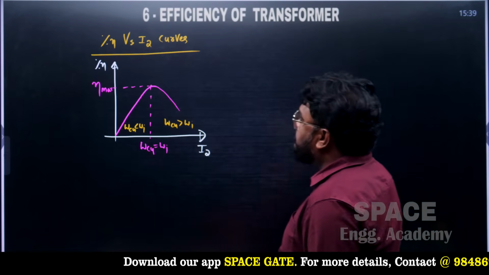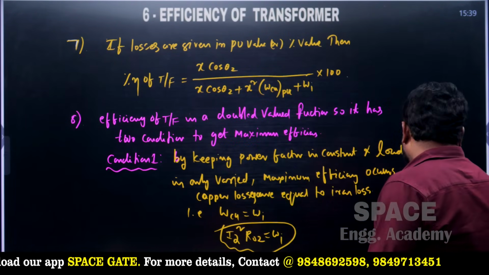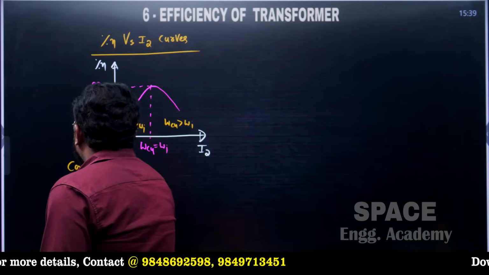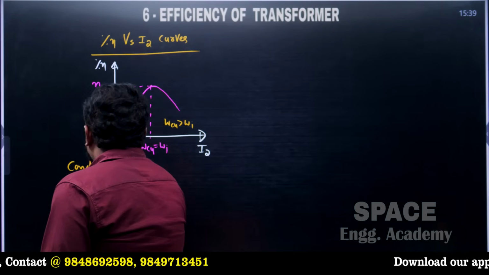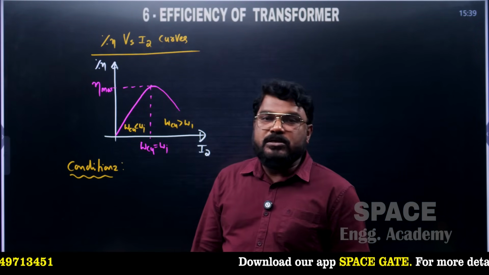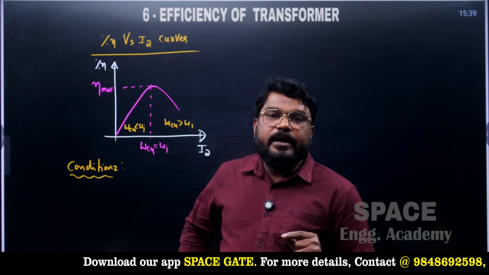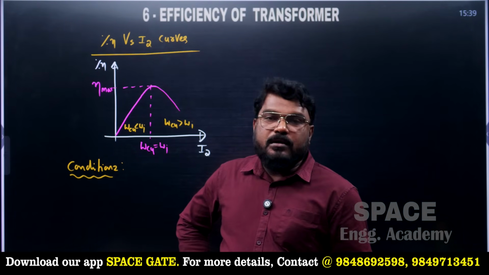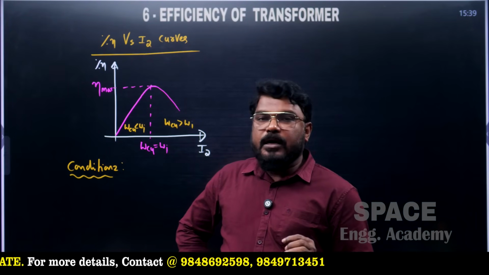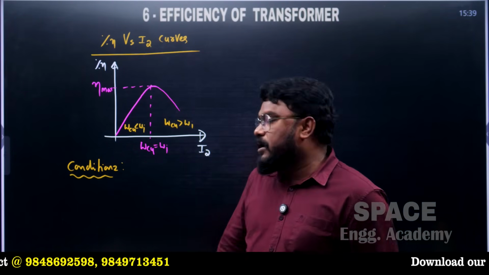And next observation, that is one more condition. So this is the condition number 1. Condition number 2 చూద్దాం. So దీంట్లోనే there are two conditions కదా. So it is a double valued function, so that it has two conditions to get the maximum efficiency. Condition number 1 ఏంటి? By keeping power factor constant, load current is only varied, maximum efficiency occurs when copper losses are equal to iron losses.